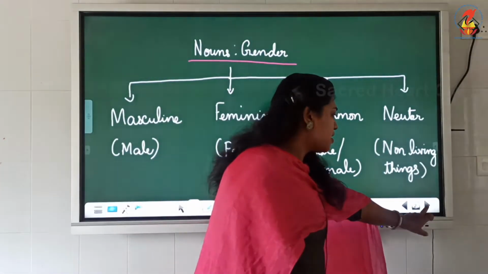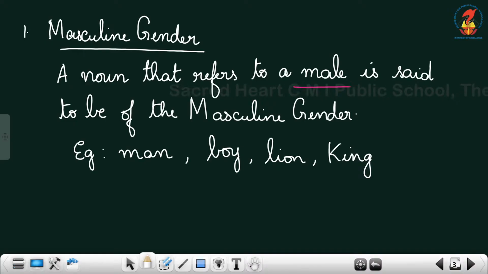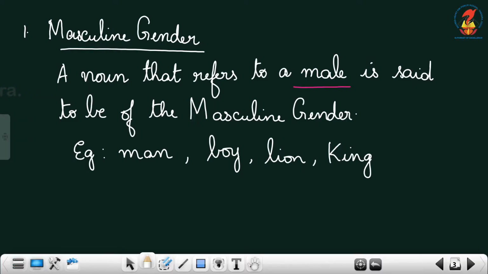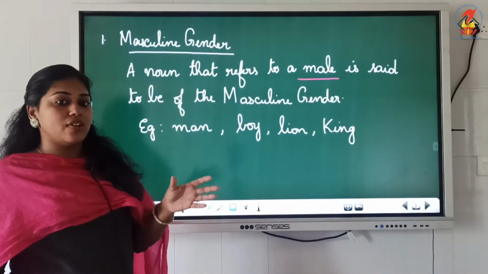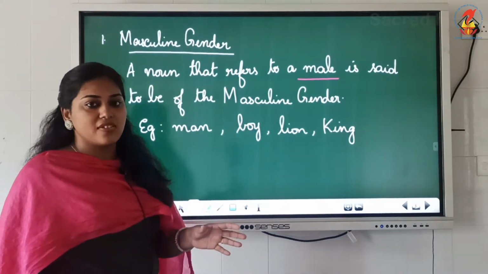Now let's see what is masculine gender. When a noun refers to a male category, if a noun is a male version, then we call it masculine gender. In your textbook, the definition is given as: a noun that refers to a male is said to be of the masculine gender. If a noun is referring to a male version, then we call it masculine gender.